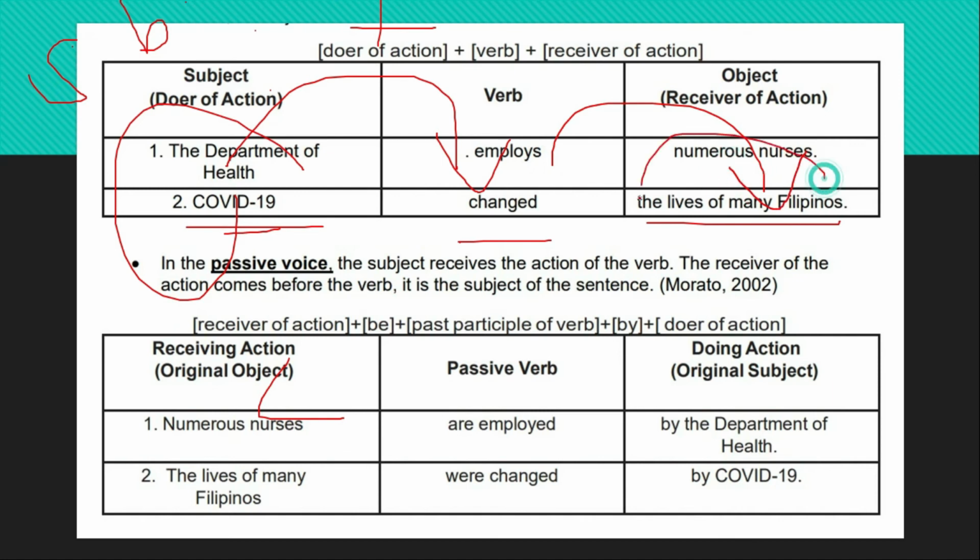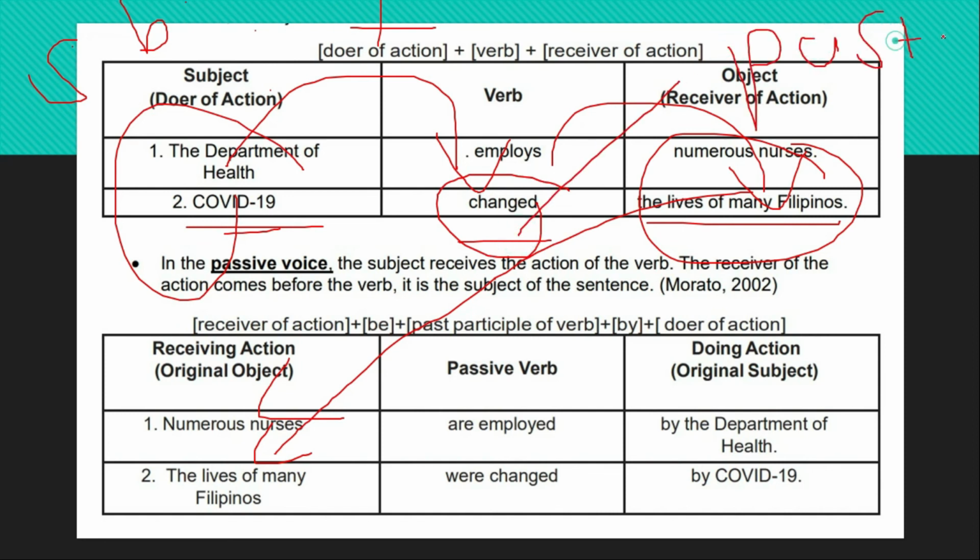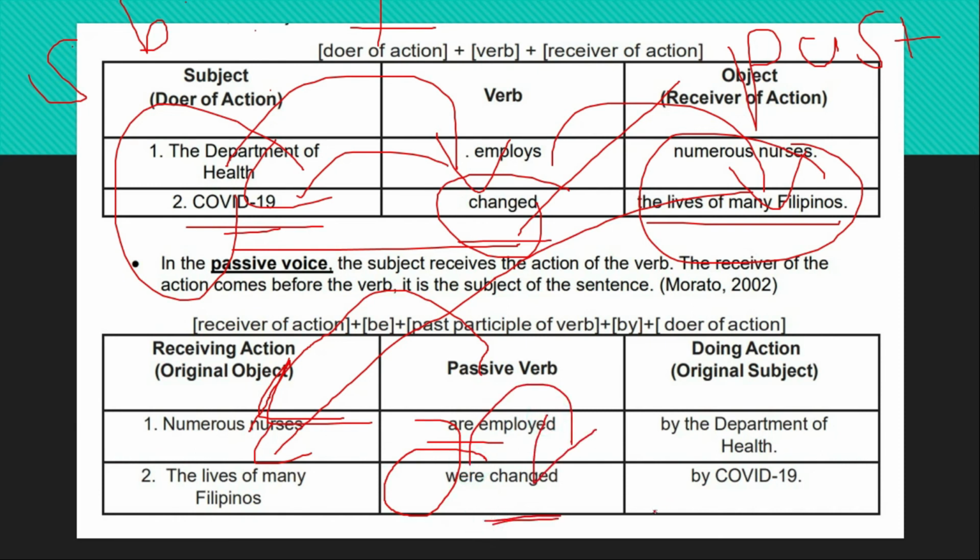So when we convert it, this will be our subject, the lives of many Filipinos. And then take note of the tense. It is in its past form. So we will use the past form of the be verb. So it's either was or were, depending on the subject. In the first sentence, COVID-19 is the subject. But in this sentence, the subject will be the lives of many Filipinos. So plural, past: the lives of many Filipinos were changed by, a while back, the subject, COVID-19. Okay? You get it?